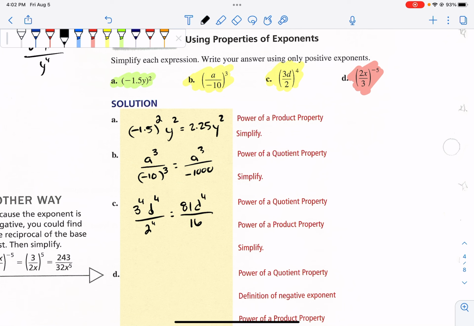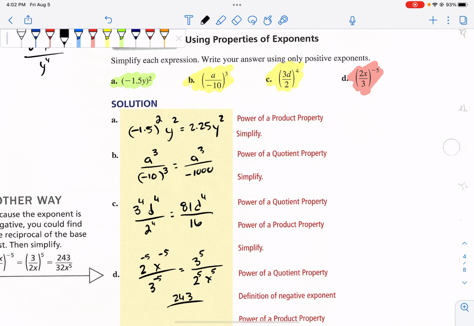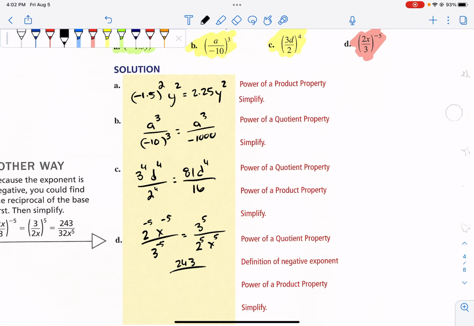2x divided by 3 to the -5 power. So the 2 gets a -5, the x gets a -5, and the 3 on the bottom gets a -5. And I don't like negative exponents, so I've got to switch those all around. The 3 with the -5 is going to move to the top. The 2 with the -5 is going to move to the bottom, and the x with the -5 is also going to move to the bottom. So this becomes what? 243 on top, and then 32x to the 5th on the bottom.